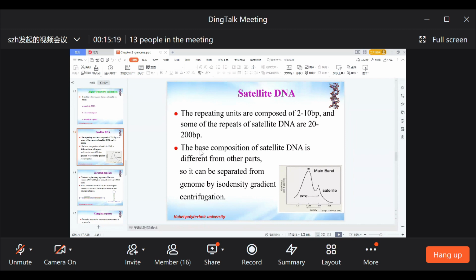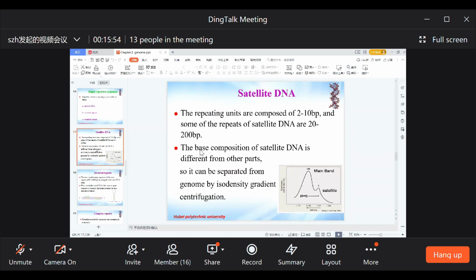So students answer this question. The first, satellite DNA is one kind of highly repetitive sequence in the eukaryotic organism. It is composed of 2 to 10 base pairs. Sometimes some satellite DNA is composed of 20 to 200 base pairs. That is the composition. And second, another one you must answer.